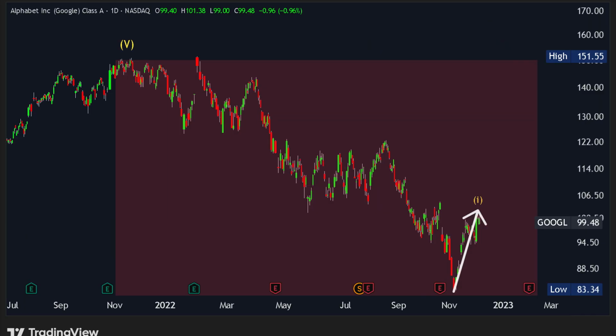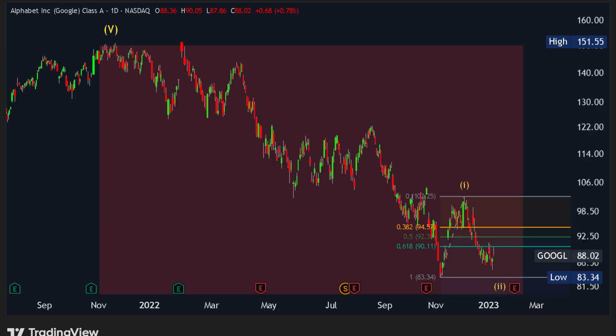After that correction, price begins forming the first move inside a possible fifth wave. Price stops making new lows and moves higher. We can treat this as a possible first wave. Then price begins to decline again. The correction returns approximately 80 to 85% of the first move.